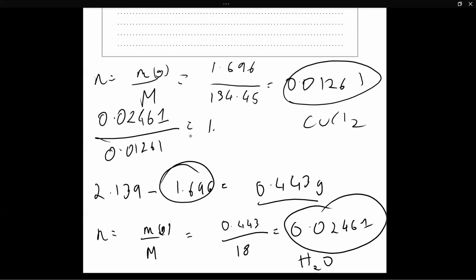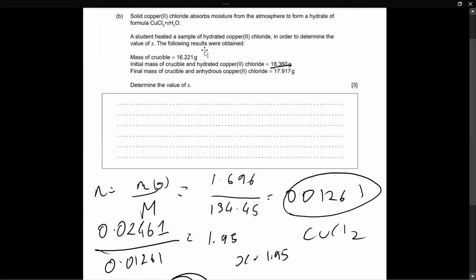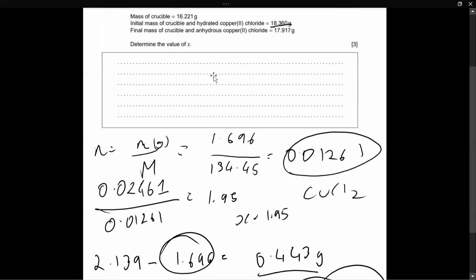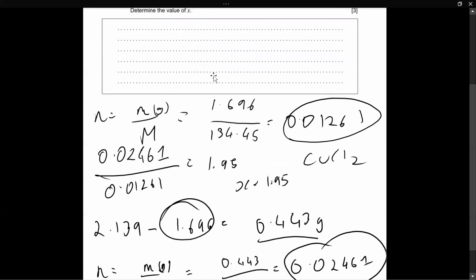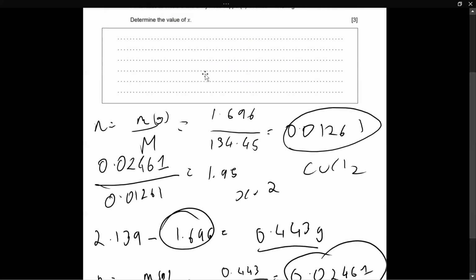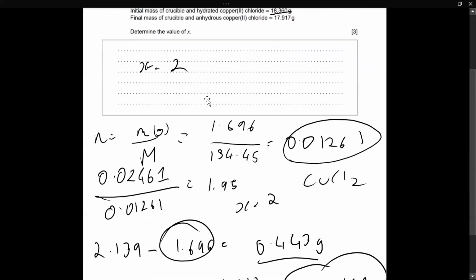And this would give us an answer of 1.95. And that is what X is. X is equal to 1.95. But we can't leave it at 1.95 because you can't have a decimal for the number of moles of H2O, or the molar ratio. That doesn't make any sense. So we round it up. 1.95 is really close to 2, so we can round it to 2. So X is equal to 2. That is it. That is all we had to do for this question.